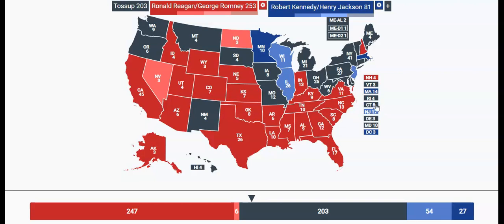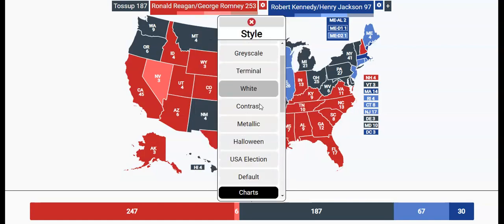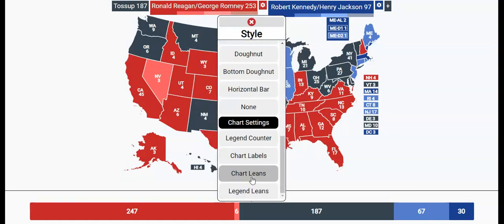Probably New Jersey, Connecticut, Rhode Island, probably all will go likely Democrat. I forgot to put Maine, and Maine's first is safe D, while Maine's second is likely. My mistake. Those are the likely states. Reagan's at 253 electoral votes to Robert Kennedy's 97, so it's not looking too great. That's not it. Let's make the map all nice and pretty. There we go.